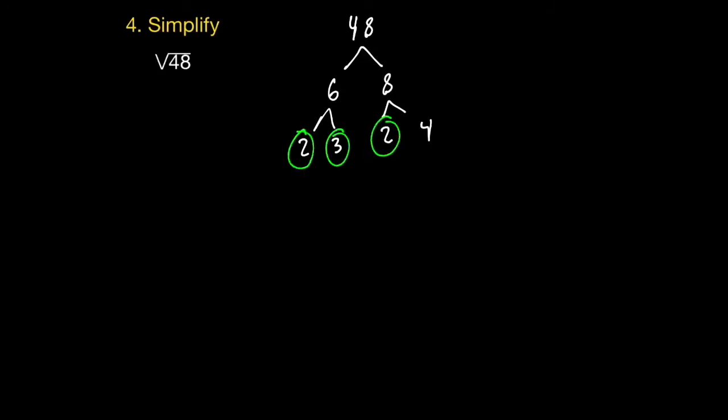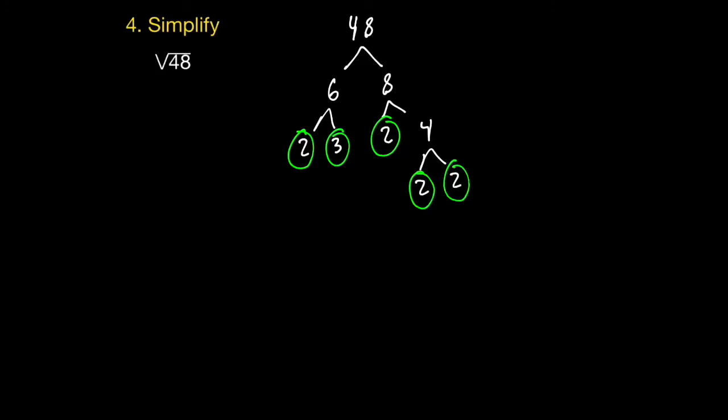Here for problem number 4, we have the square root of 48. So to simplify this, I'll begin by getting its prime factorization. And I can do this by getting the 6 and the 8, since 6 times 8 multiplied to 48. I can simplify the 6 into a 2 times 3. And I can simplify the 8 as a 2 times 4. I'll circle all of the prime numbers. And then I'll simplify the 4 into a 2 times 2. Now I have all of the prime numbers.